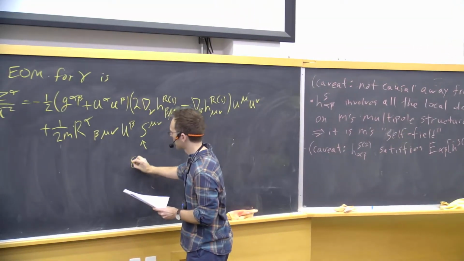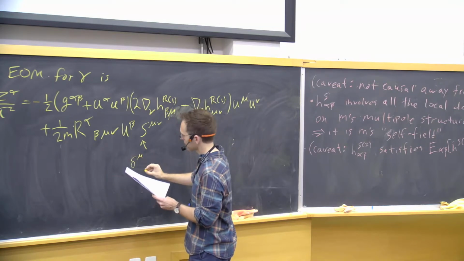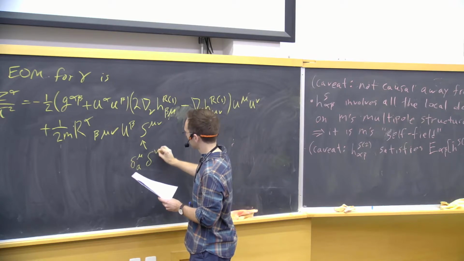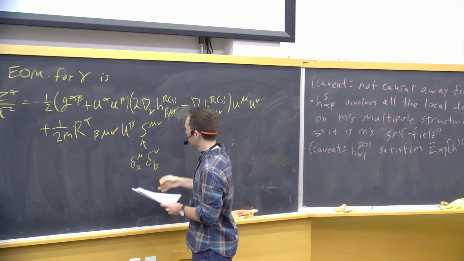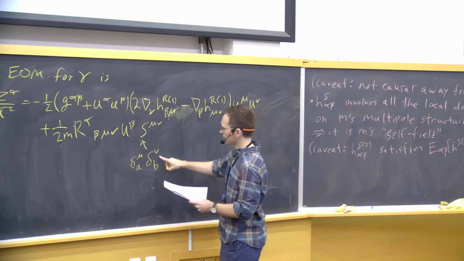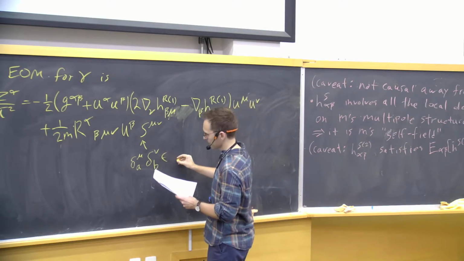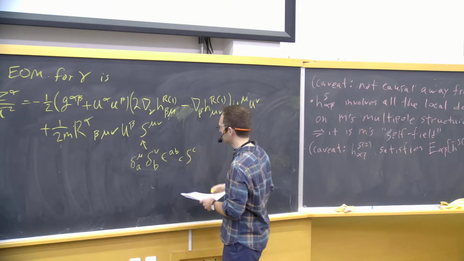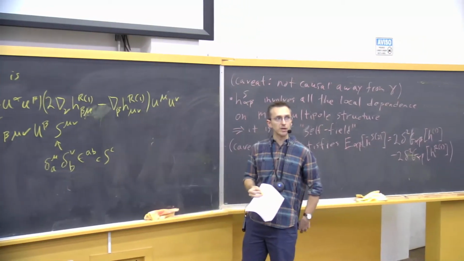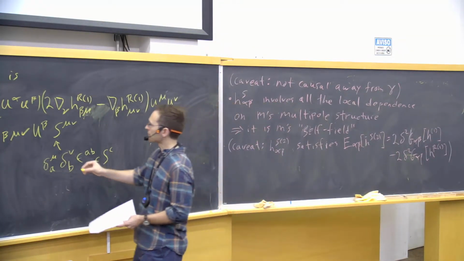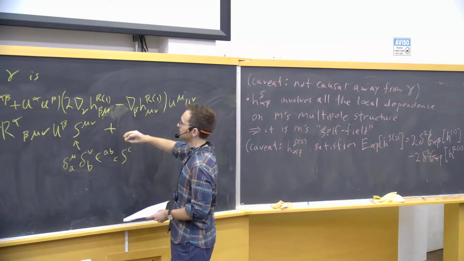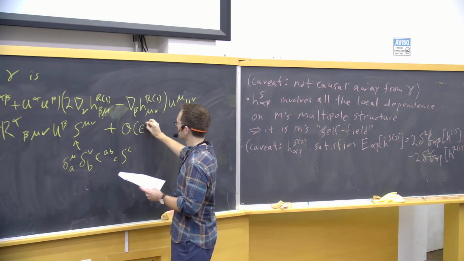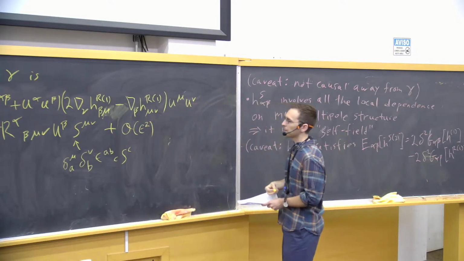Given by Kronecker delta in Fermi coordinates. So it's purely spatial. Delta mu a, delta nu b, times the Levi-Civita symbol, contracted into the one index spin vector. So this term, this is just the first order equation of motion I'm writing down. So I'm excluding order epsilon squared terms for the moment.